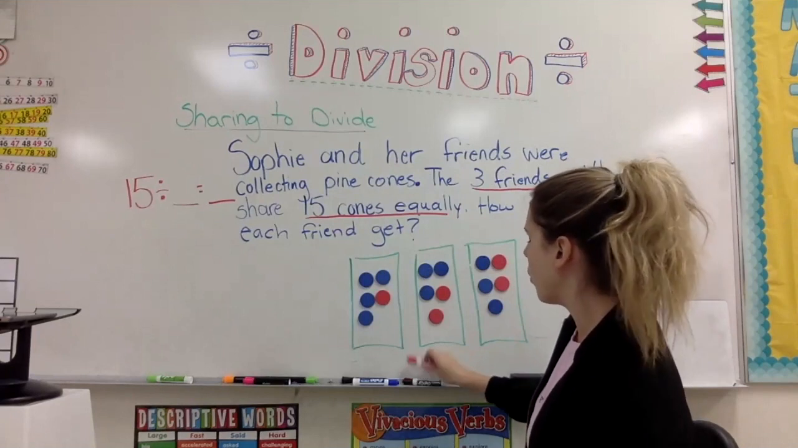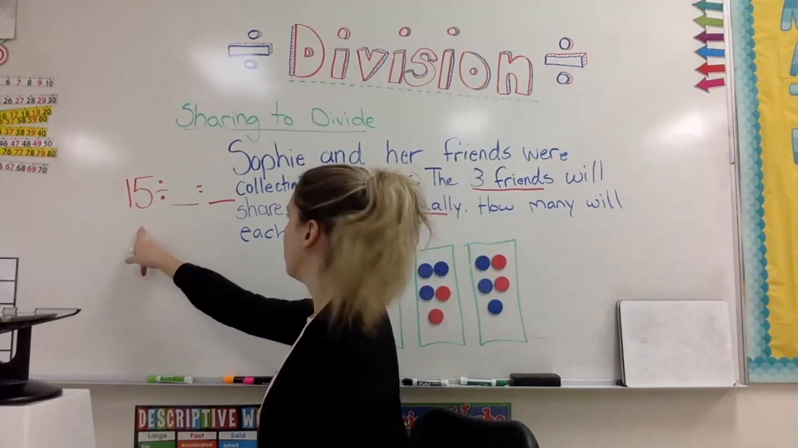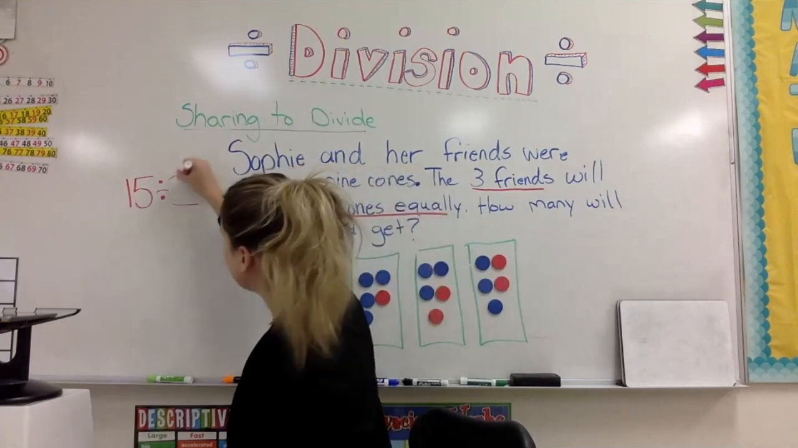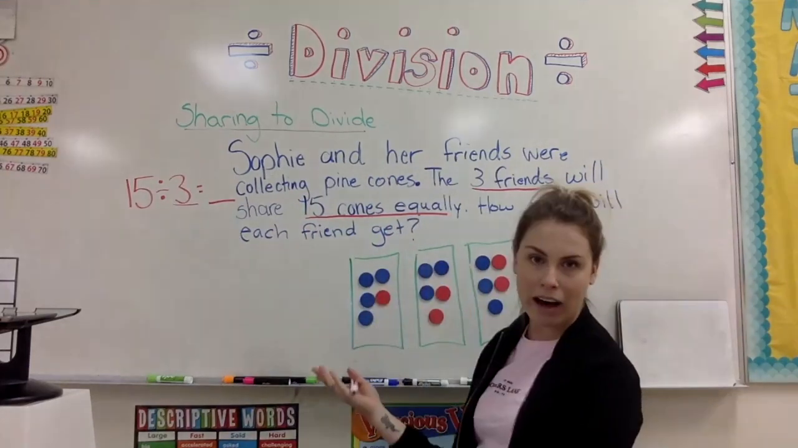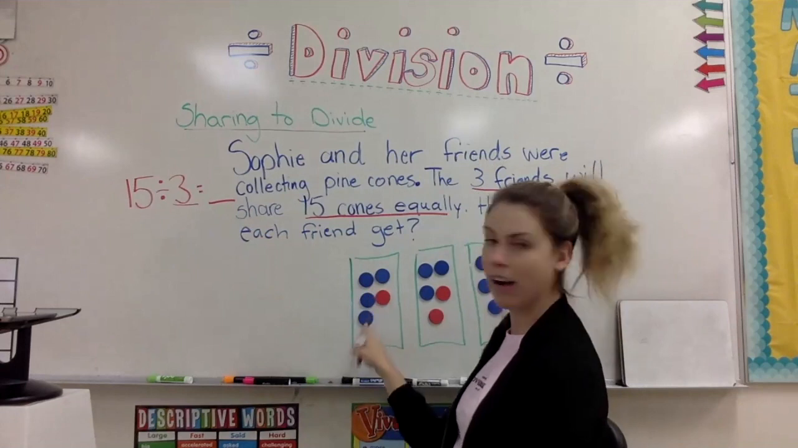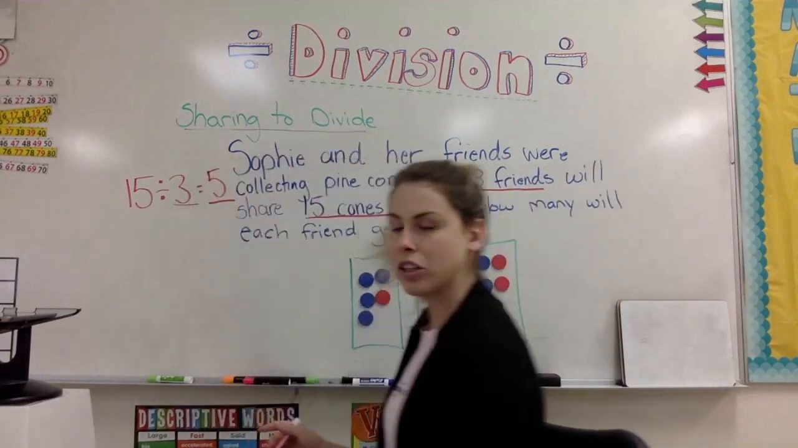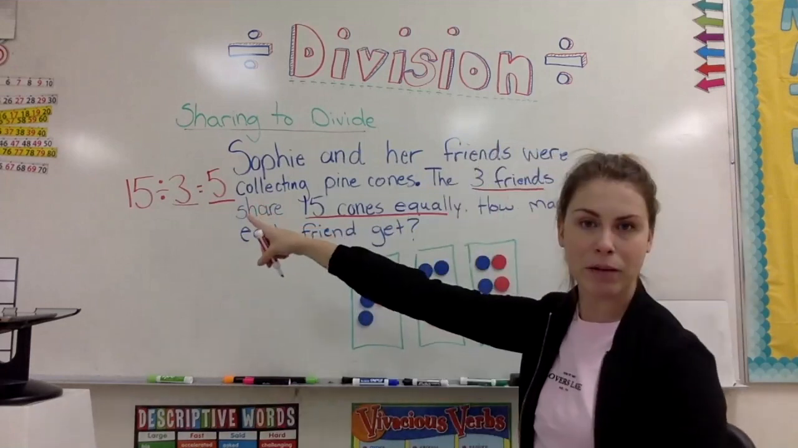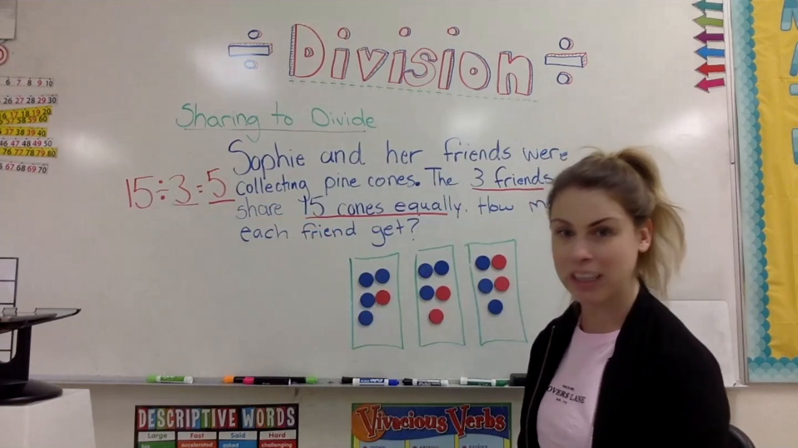So what we did was we took 15 cones, we divided it by 3 kids. So 3 kids, and how many cones did each kid get? 1, 2, 3, 4, 5. Each kid got 5 cones. So 15 divided by 3 is 5. You see where we got those numbers?